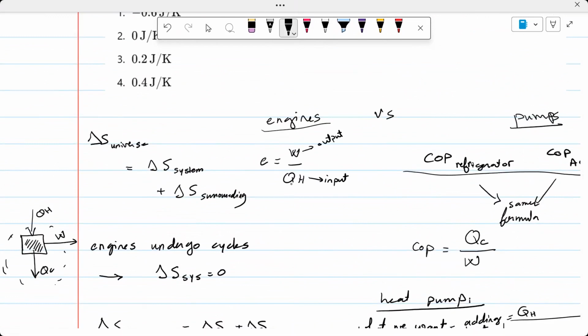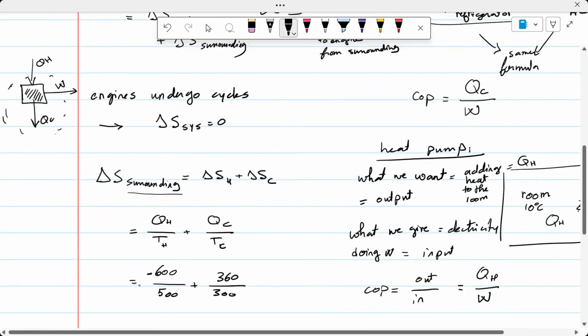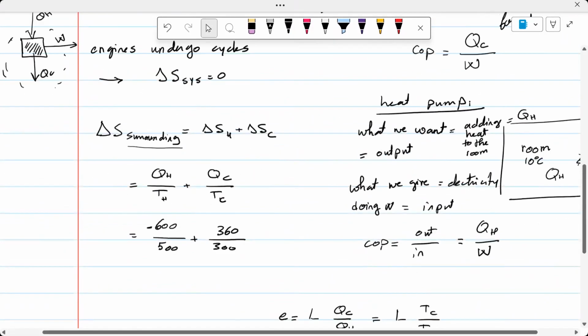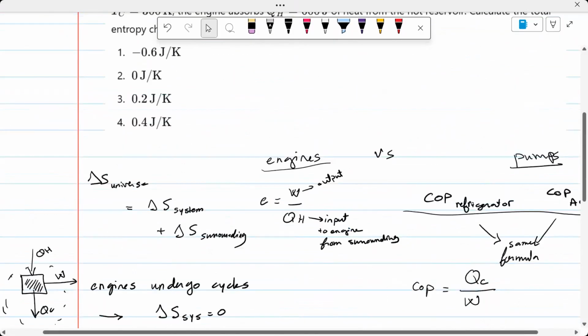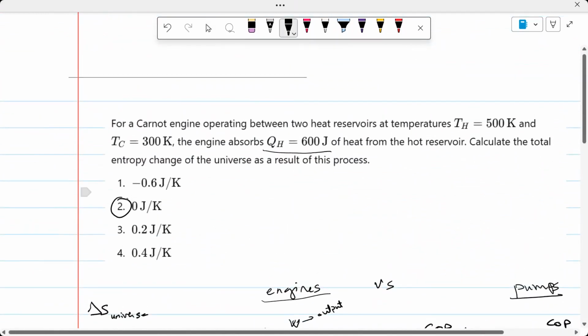But what I'm thinking of is whether QH is an added or removed heat from the surrounding. Since this is an input to the engine from the surrounding, it's removed from the surrounding. So it's removed, so it's negative. Now, you calculate this, and you would be shocked that you get 0. You go back to the options, and you find indeed there is a 0.